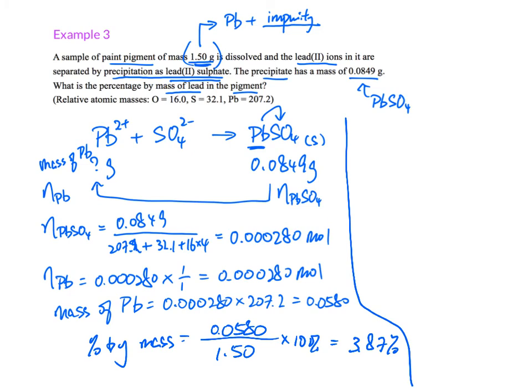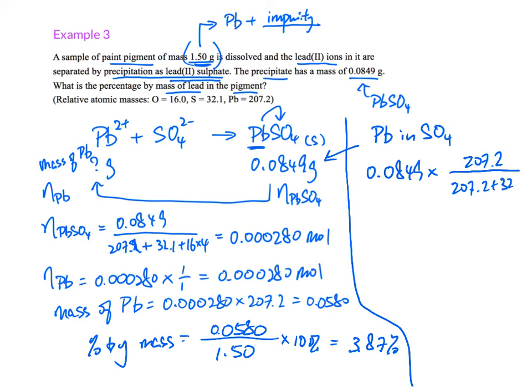Again, you can use the Pb in SO4. So you find Pb in PbSO4, which is the mass of this one times 207.2 over 207.2 plus 32.1 plus 16 times 4. You shouldn't write it this way; you have to be on the same row, but I don't have enough space. Anyway, by doing this, you will find that the mass of it will be 0.0580 gram, equal to this one, and then you can follow the rest of the procedures.